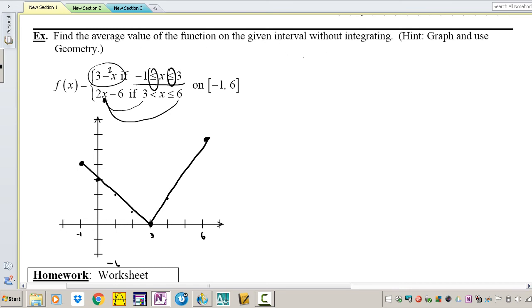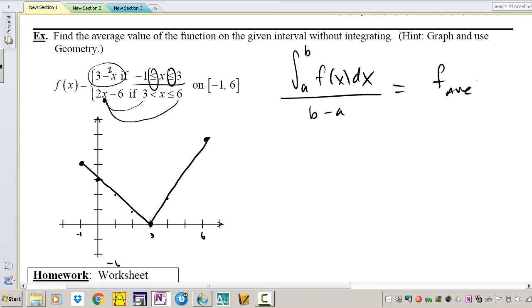Okay, so first, what does it mean to have an average value? It means to have the integral, the area under the curve, and divide that area under the curve by b minus a. And this is the average value. So let's go ahead and first find the area. So we have an area from here to there, which is a base 3, a height of 3, so my area here is 9/2.